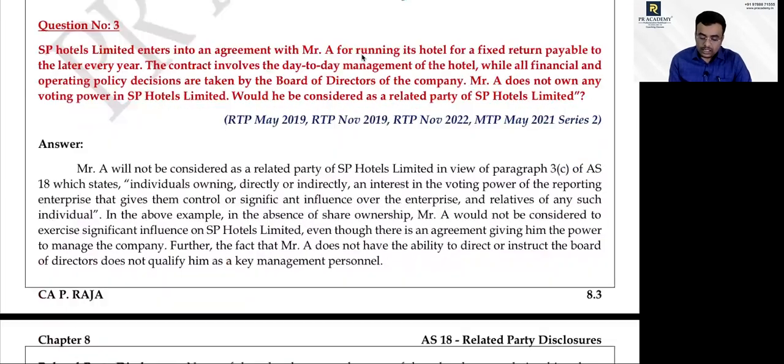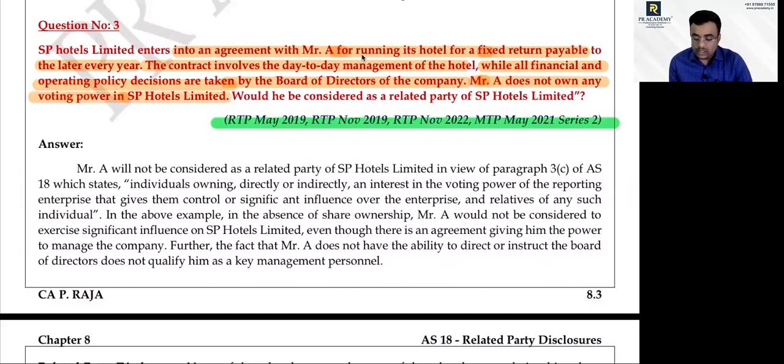Next, SP Hotel Limited, a very important question. If at all a question comes from this standard, this will be one of the questions. SP Hotel Limited enters a contract with A, like a MakeMyTrip kind of person. A is contracted for running its hotel for a fixed return payable to the latter every year. The contract involves day-to-day management of the hotel, while all the financial and operating policy decisions are taken by the board of directors of SP Hotel Limited. Mr. A does not own any voting powers in SP Hotel Limited. Would he be considered a related party of SP Limited?